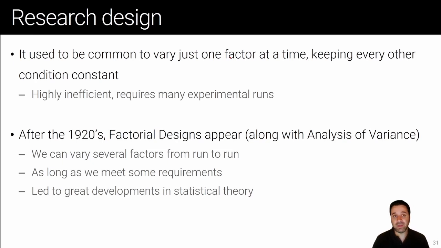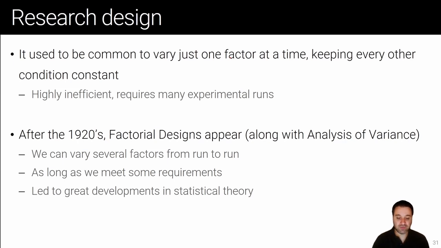But then in the 1920s, we started to have factorial designs along with analysis of variance, which we will cover in a few videos. And the advantage of factorial designs is that they allow us to change several factors at the same time. So from this one run to this other run, in which we measure responses, we could go ahead and change multiple factors at the same time. And if we keep doing this repeatedly, meeting certain requirements, then we are going to have a much better design that is going to be a lot more powerful to tell us about main effects, interaction effects, etc.